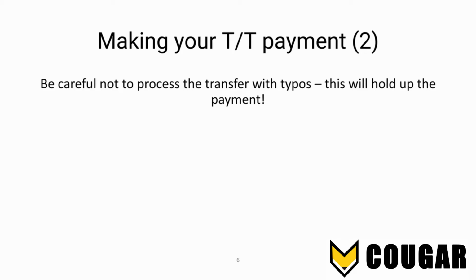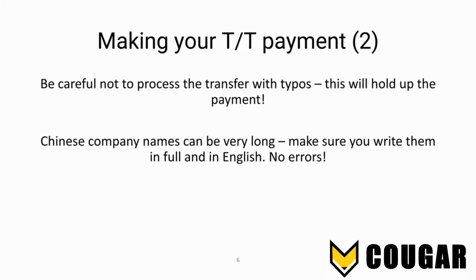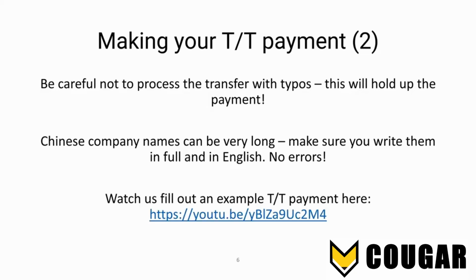A couple of other points. Be careful to double check for typos, because if there are any, the payment will be held up. The same goes for getting the Chinese company name right, because these can be very, very long. So make sure that they're written in full and in English. If you need to go on another line, you should be able to do that.